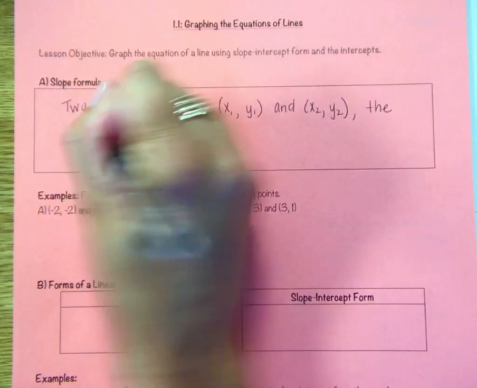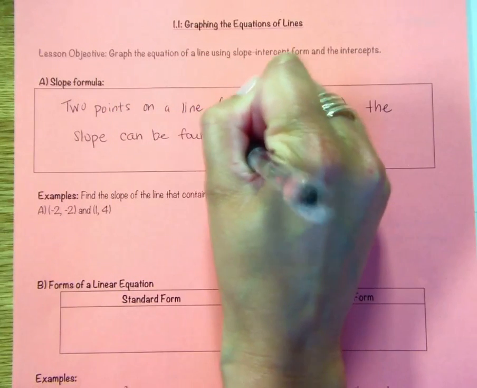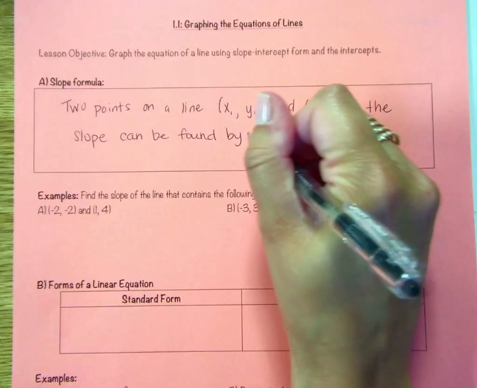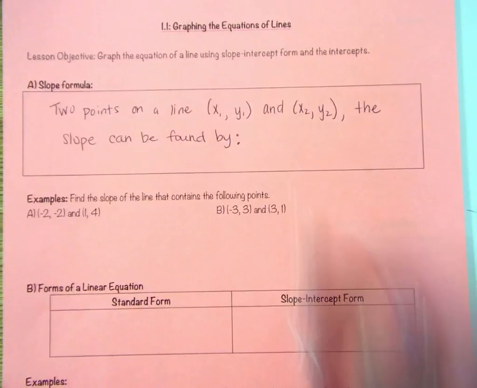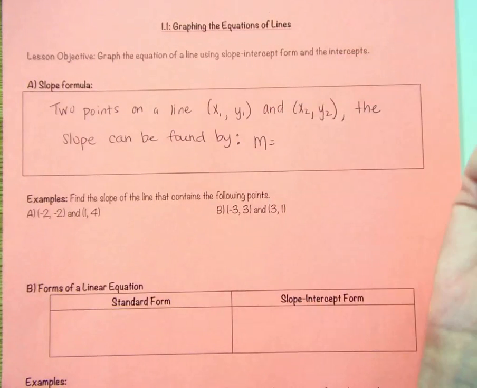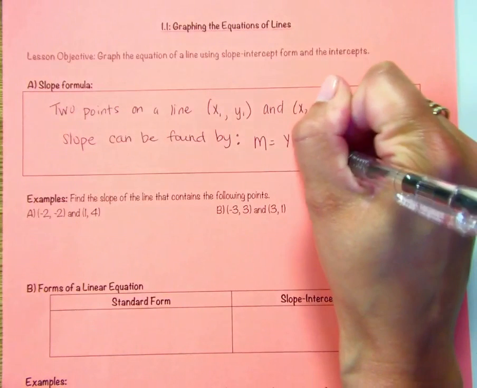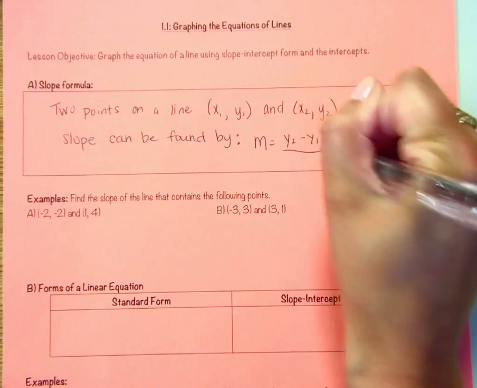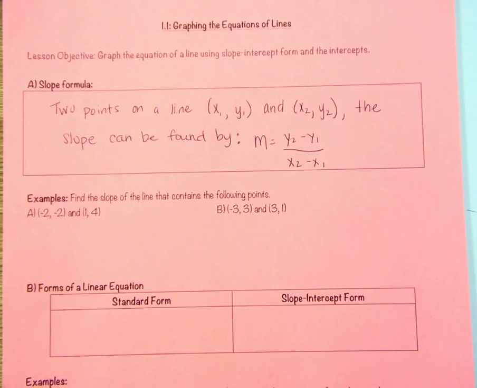We can find the slope with our slope formula. Some of you might remember this. We use a lowercase m to represent slope, and we take y2 minus y1 over x2 minus x1. So we subtract our two y values, and then we put that over the difference of our two x values.